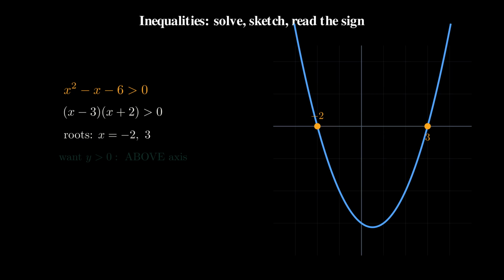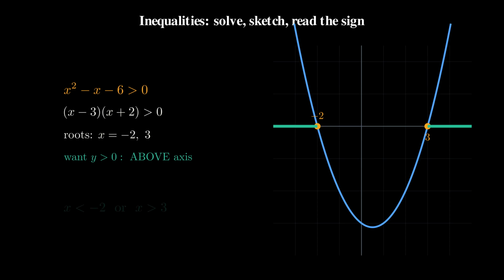Greater than 0 means above the x-axis. The parabola is above the axis on the two outside arms, to the left of minus 2 and to the right of 3. Between the roots, it dips below, so that's where it's negative. So the solution is x less than minus 2, or x greater than 3.